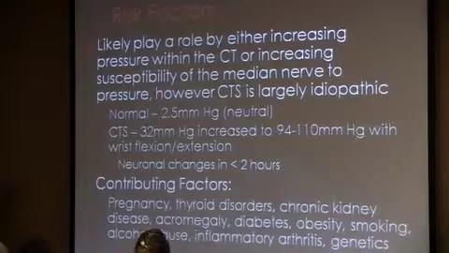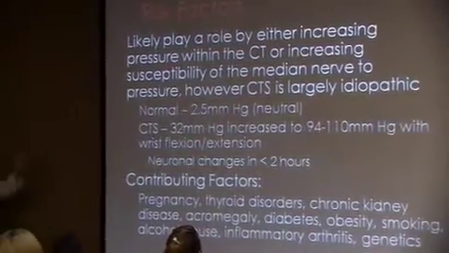So I think the thing to point out, normal pressure in the wrist is about 2.5 millimeters of mercury. This is just to put a number up there for you to see the comparison. In carpal tunnel syndrome, we'll see a resting pressure of about 32 millimeters of mercury.